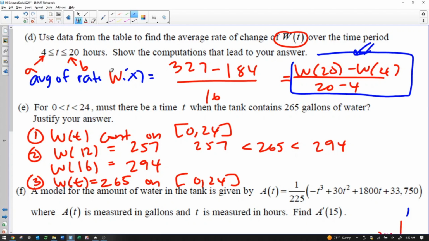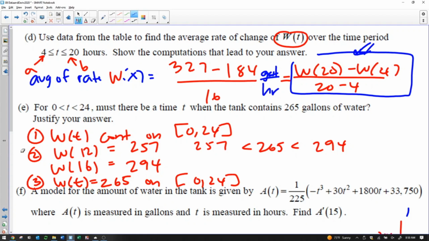But if you needed the units here, what would it have been? What's the unit for W? Balance. And then what's the unit for time down here? So it's still y over x. Is everybody good with that? And again, you would never do y over x for the numbers. The numbers would always be y minus y over x minus x. But the units is y over x.